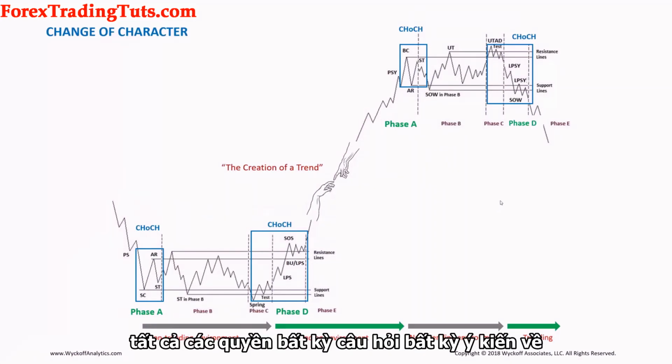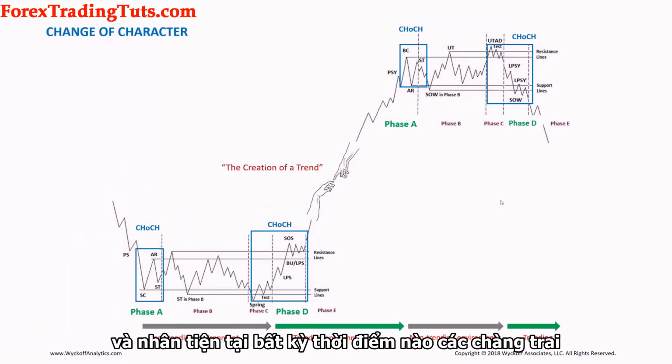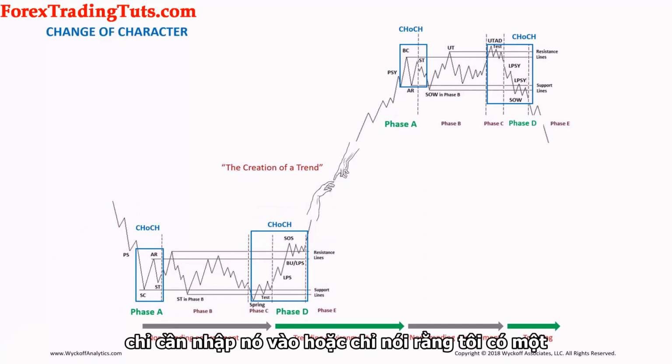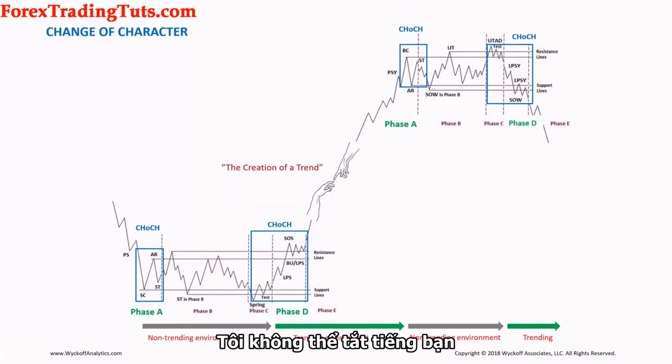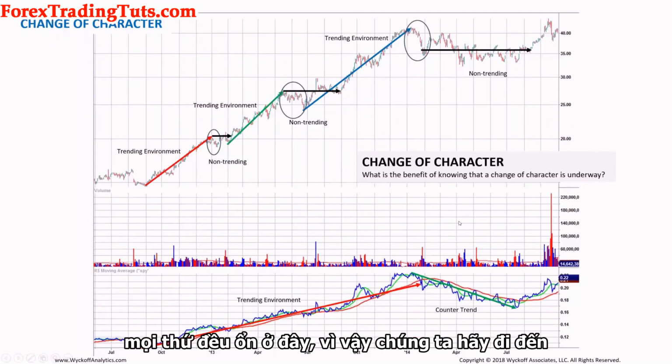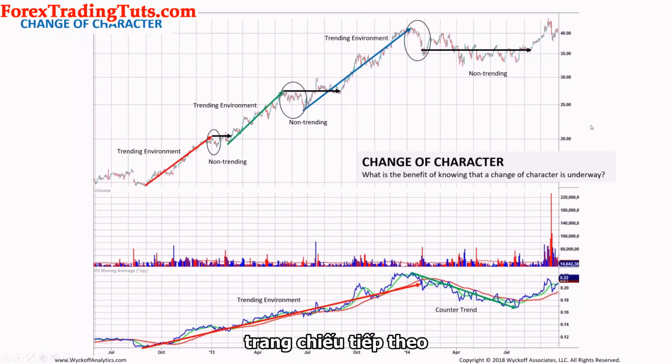All right, any questions, any comments on this? And by the way, at any point of time, guys, if you feel that you have questions, just type it in or just say, I have a question, and I will come back to you and I can unmute you. But if there are no questions, I'm going to assume that everything is fine here. So let's go to the next slide, and let's look at the examples of a change of character and how it unfolds. And I'm going to show you here.